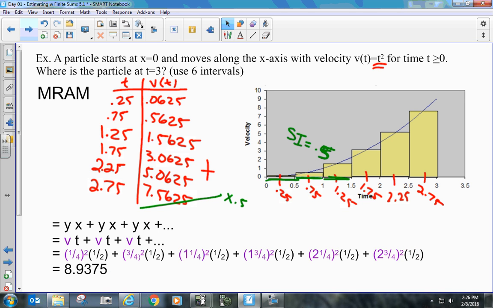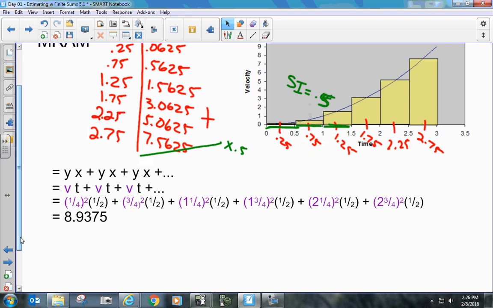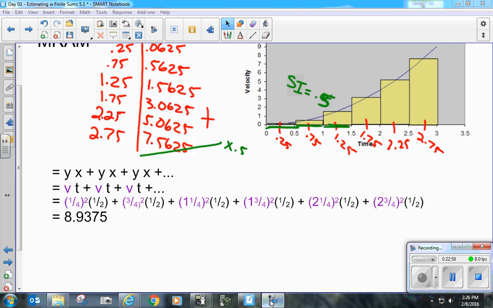If you do that correctly, you get 1.9375. So no matter how small the interval is, that's what you're multiplying your sum by. We didn't do that initially with the LRAM because the subinterval was 1. We didn't have to do that. So you've got some homework to practice this stuff, okay?